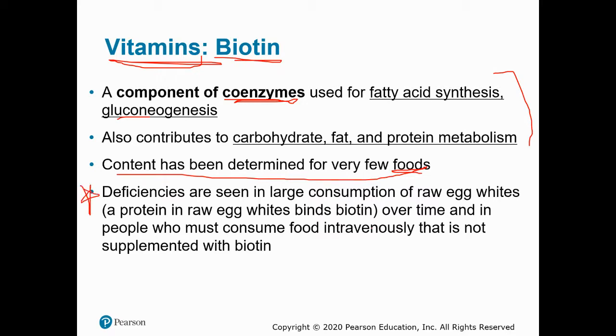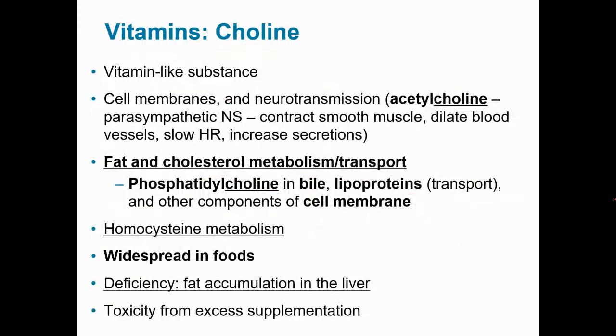Deficiency with biotin, we do see this in 2 cases. Anyone consuming raw egg whites, large amounts of raw egg whites on a routine basis. Apparently there's a type of protein in raw egg whites that binds biotin and makes it unavailable. And then anyone getting intravenous food that isn't supplemented with biotin on a prolonged basis, several months on intravenous nutrition, if there's no biotin in that intravenous food.